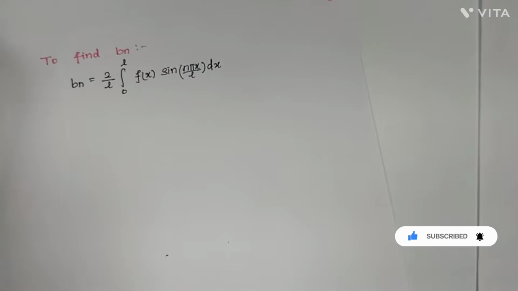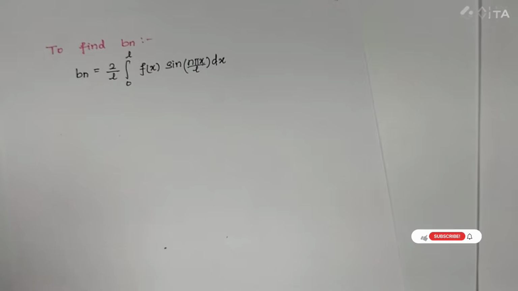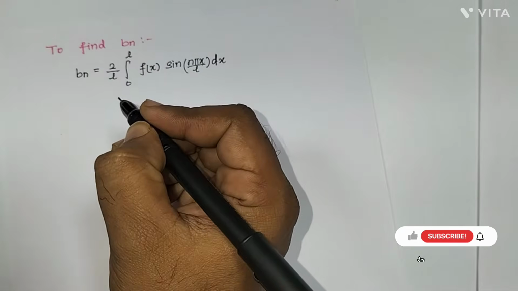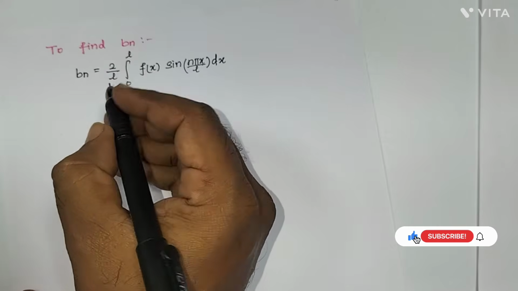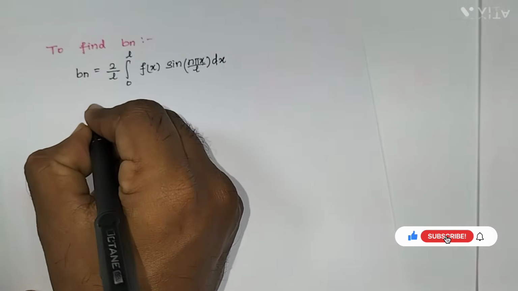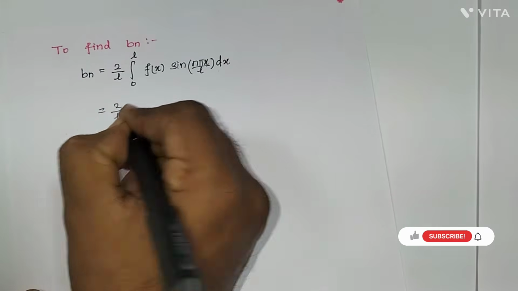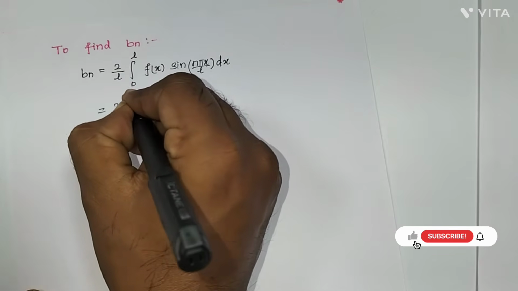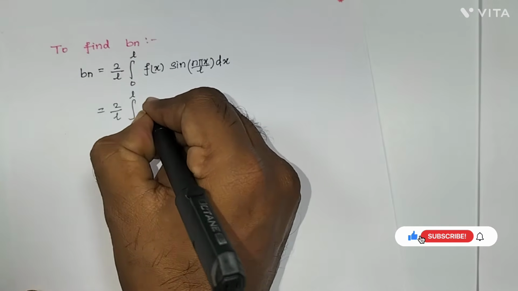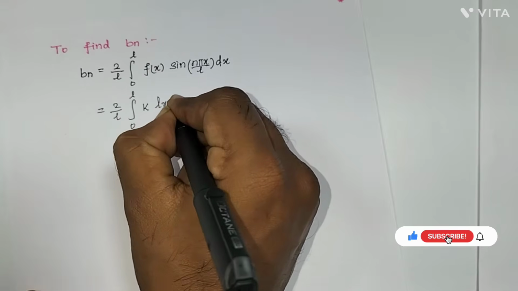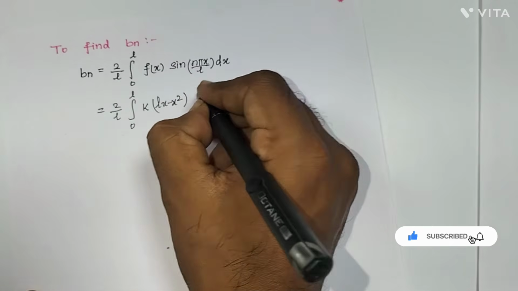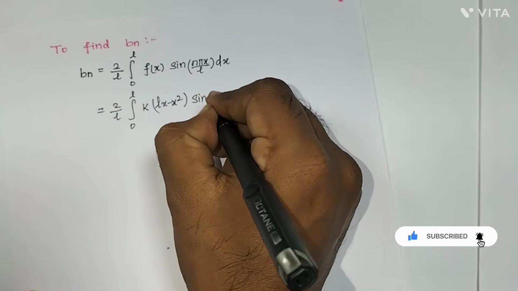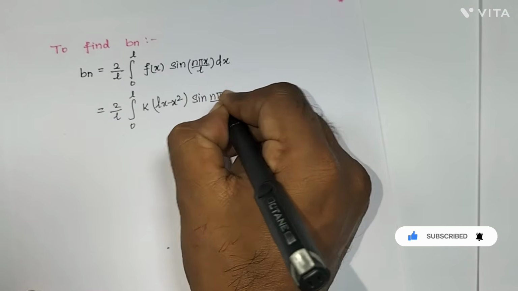Now I am going to find bn. bn is equal to 2 by L integral 0 to L f of x sin n pi x by L into dx. So 2 by L integral 0 to L. Here I am going to substitute f of x equal to k of Lx minus x square into sin n pi x by L into dx.